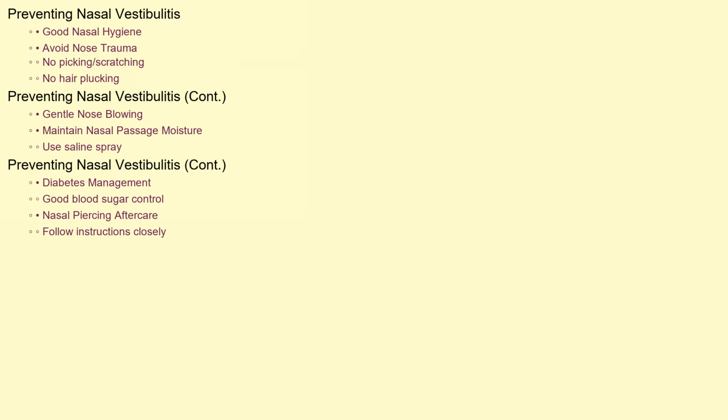Prevention of nasal vestibulitis revolves around maintaining good nasal hygiene and avoiding activities that can damage the nasal vestibule. Avoid picking or scratching your nose, and refrain from plucking nasal hairs. If you must blow your nose, do so gently. Use a saline nasal spray to keep the nasal passages moist, especially in dry environments. For individuals with diabetes, maintaining good blood sugar control is essential to prevent infections. If you have a nasal piercing, follow proper aftercare instructions meticulously.